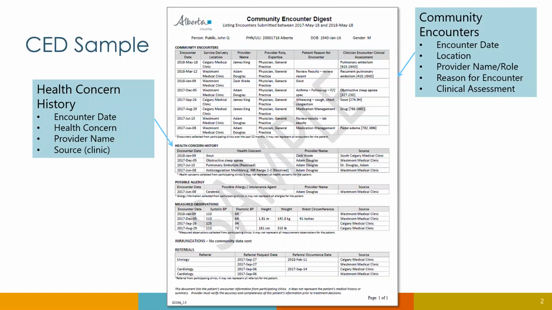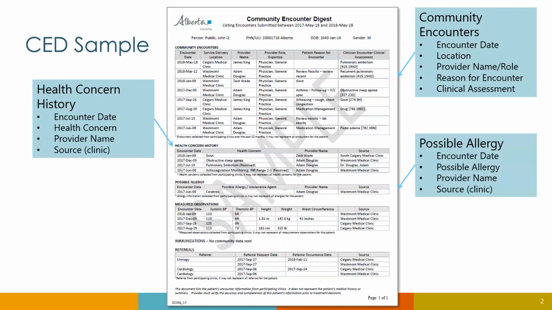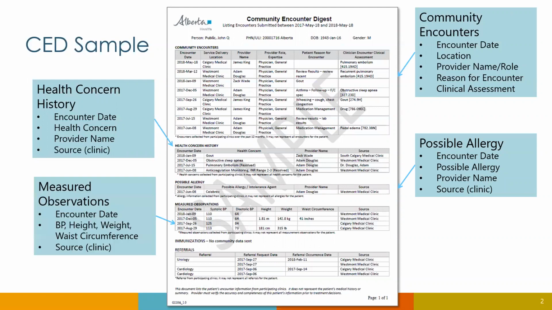In the health concern history, this is where you will see the entries made from the problem list during the encounter. Again, not the full problem list, but what the patient presented during that visit. In the possible allergy section, you will see any allergen entries made only during the encounter. In measured observations, you will see things such as the BP, height, and weight, and the source is a clinic where measured observations were taken.